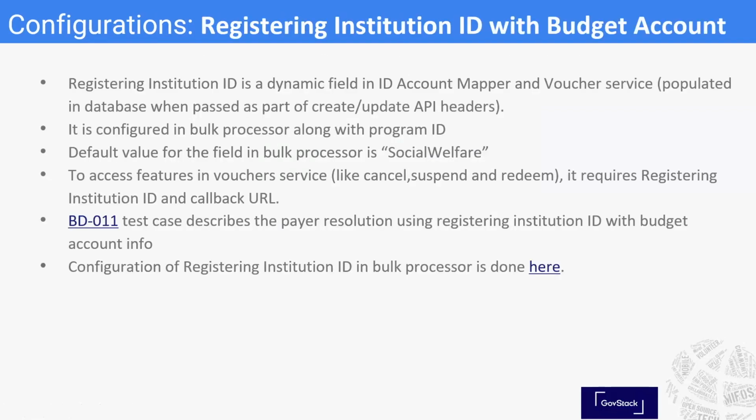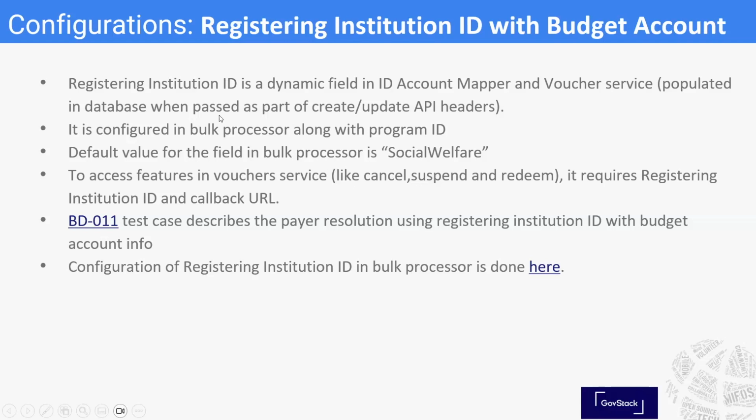So we were just talking about registering institution ID with a budget account. The registering institution ID is a dynamic field in the ID account mapper, and it is populated in the database when passed as part of the create and update API headers. In our upcoming session, we'll be looking at the specific APIs and their inputs and outputs, and at this parameter in more detail. For now, this is an essential part of the ID account mapper because it identifies the institution for which a beneficiary has been registered.